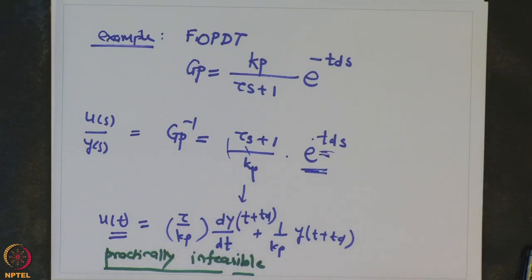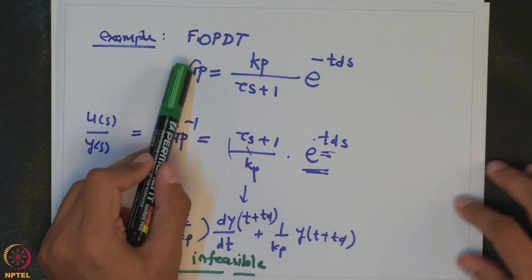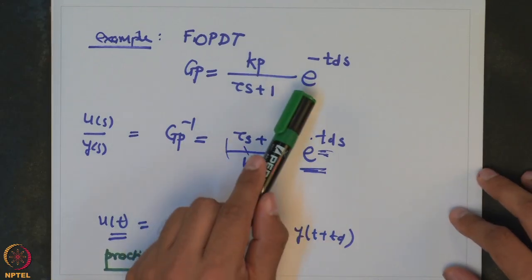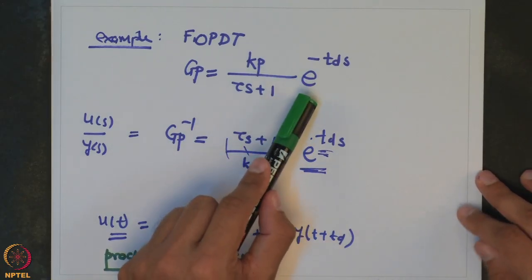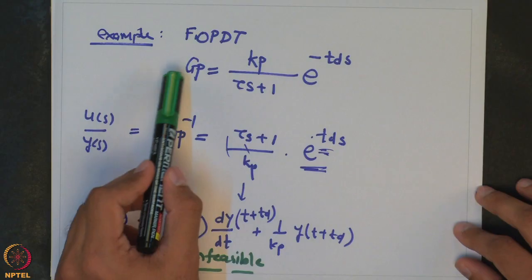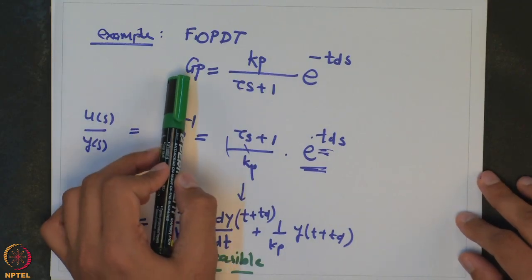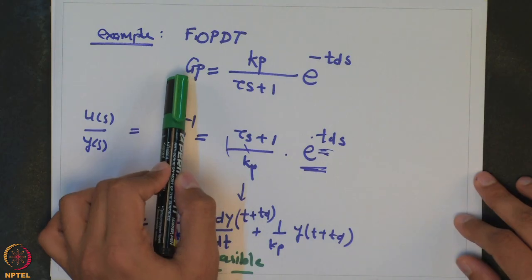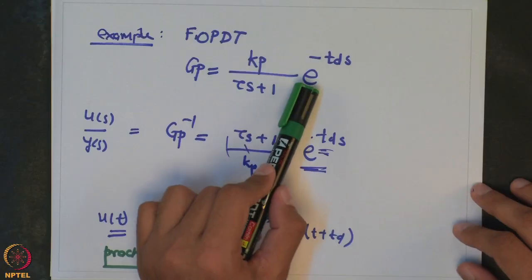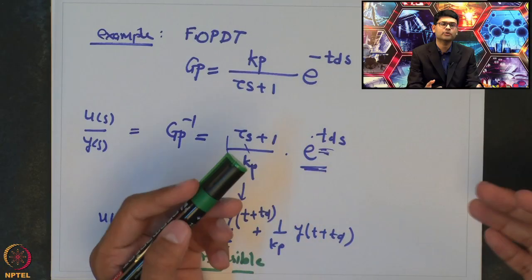Which is true, because what this FOPDT or first order plus dead time model tells me is that when I make a certain input move, unless a time of Td is spent, the output is not going to show any effect. So, if that is true, then I cannot have my output follow the set point exactly or instantaneously. You have to wait for a certain time before your system can respond to the input.